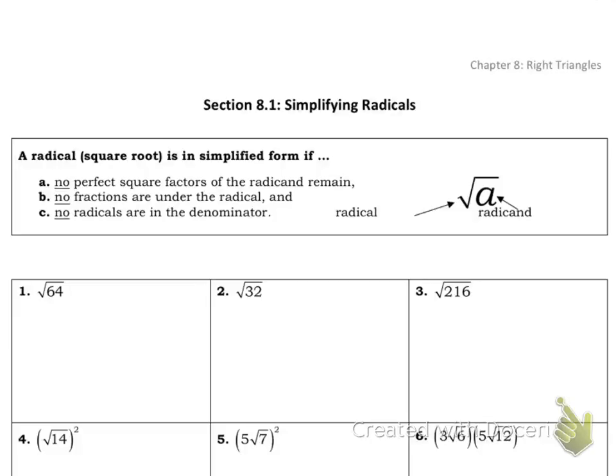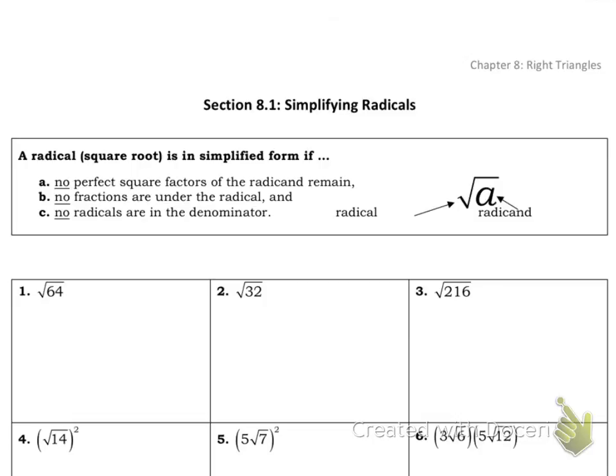Simplifying radicals. There can be no perfect square factors of the radicand remaining. In other words, there can't be any factors of this that are perfect squares, and we'll get to what that means in a second. We also can't have fractions under the radical. So if you have an entire fraction underneath the radical, you need to simplify it.